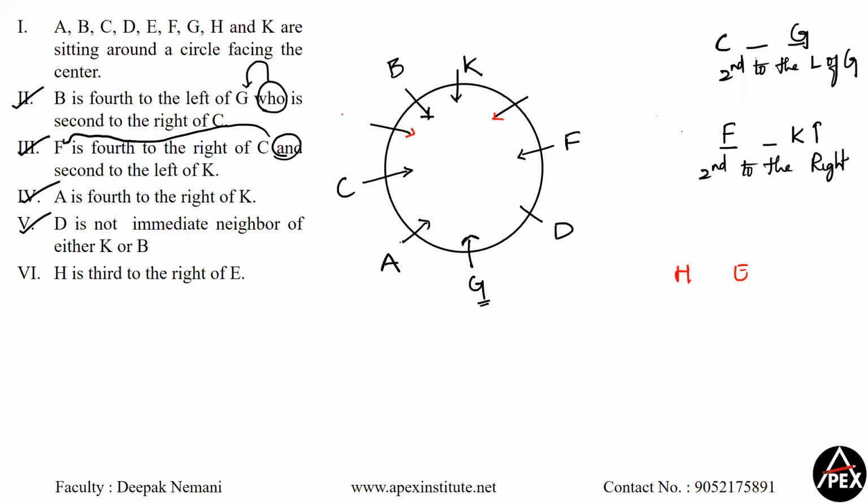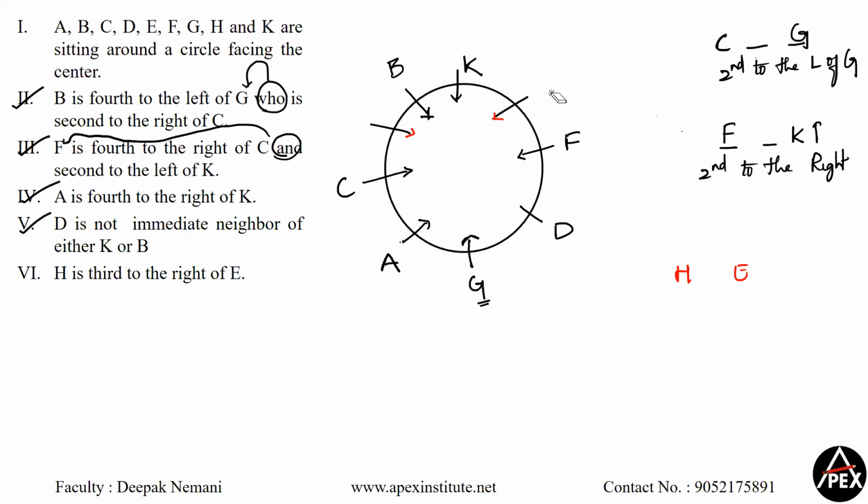Okay. Now let me consider E here. If E is here, H will be here. Okay. Now what is the position of H with respect to E? H is third to the left of E. So I can say that this arrangement is not valid. You cannot have E here.